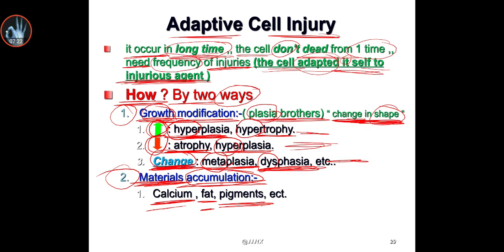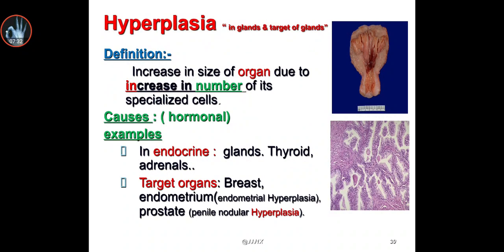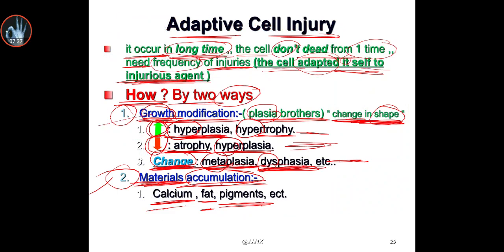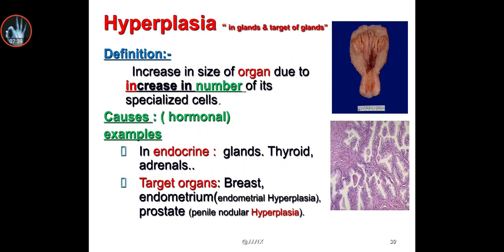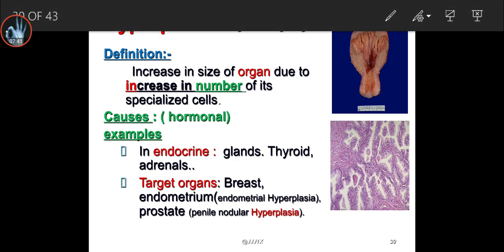We gave some examples, that is metaplasia and dysplasia. And we already talked about material accumulation, calcium, fat, pigments، تكلمنا عليهم. So let's start with growth modification. We will start with hyperplasia.